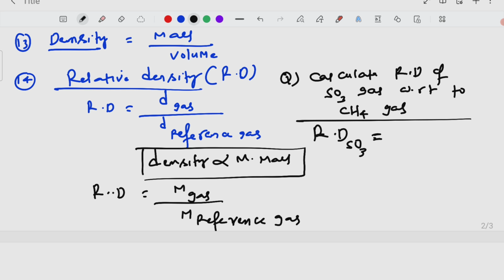So relative density of SO3 is equal to molar mass of SO3 gas, how much? It is 80, by CH4, it is 16. So overall it is 5. And remember, it is purely unitless, relative density, unitless. That is about relative density. Absolute density is like mass per unit volume. Relative density is with respect to any other reference gas given in the question, so we change it.